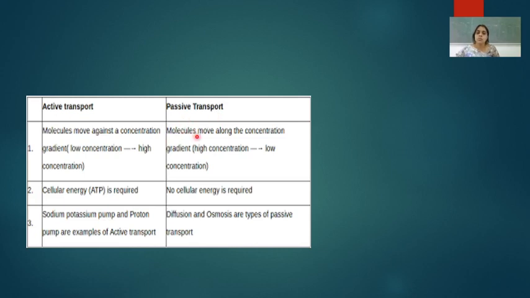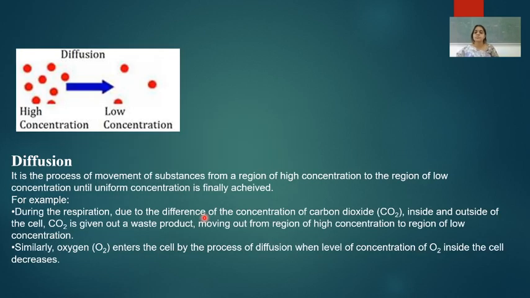Whereas passive transport, molecules move along the concentration gradient, that is from higher concentration to lower concentration. No cellular energy is required, whereas diffusion, osmosis, and facilitated diffusion come under the passive transport. First, let us learn diffusion.